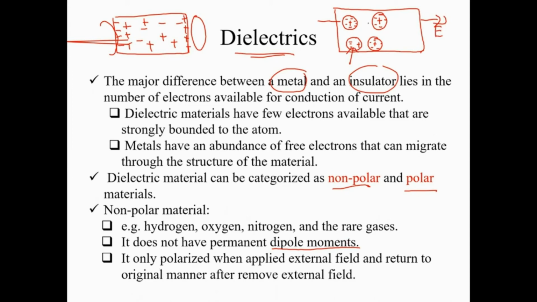It does not have a permanent dipole moment. It means that when I apply the electric field, it becomes like this, but when I remove the electric field, it goes back to normal. So it is not permanent. It happens because you apply the electric field. It only polarizes when an external field is applied and returns to its original state after you remove the external field.